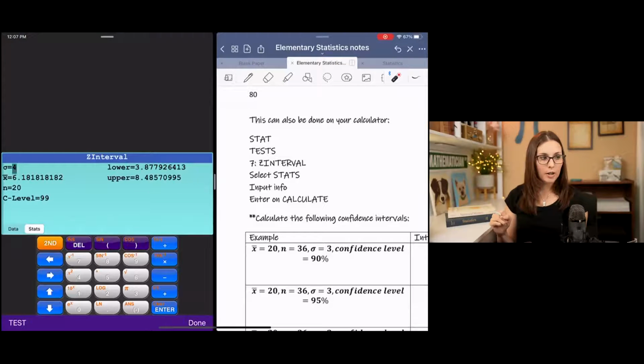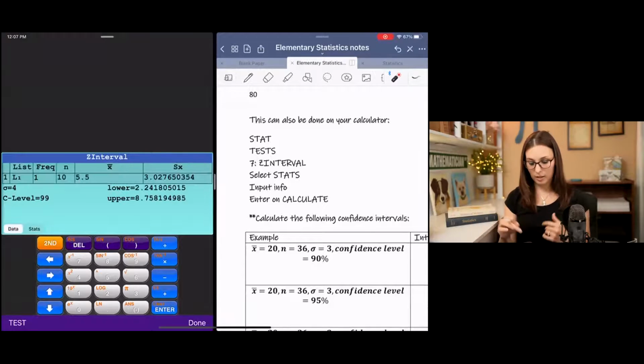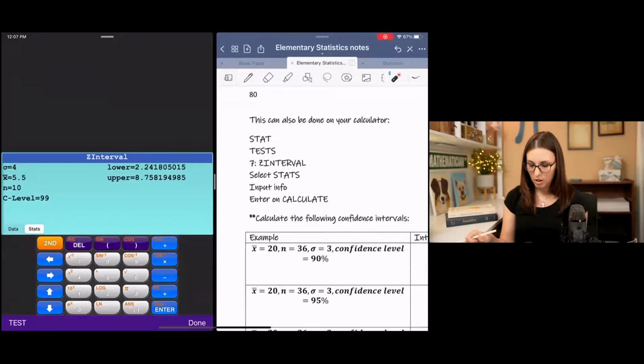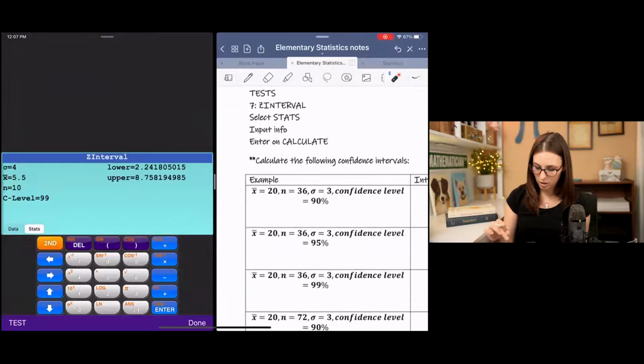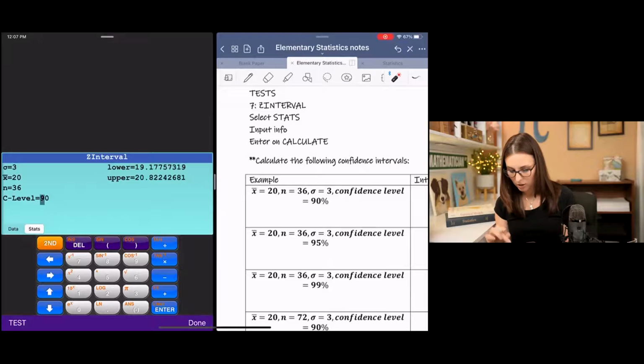Then down at the bottom, it's wanting us to input our statistics. And remember, statistics are just numbers. If you don't have these numbers, then you can input data instead, but we have the statistics. So the population standard deviation is 3. The sample mean is 20. Sample size is 36. Confidence level is 90. Enter.